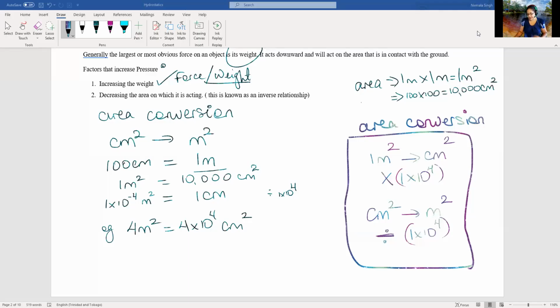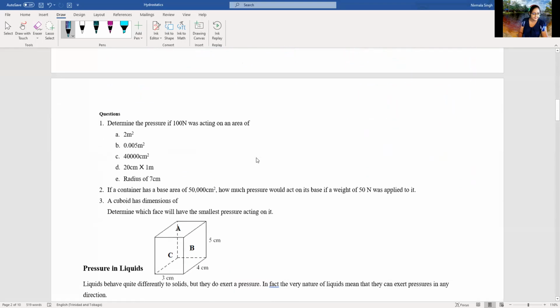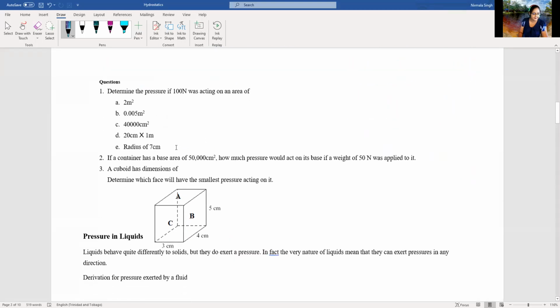So that's our area conversion. Please note, when we have to convert meter square to centimeter square, we just have to multiply by 10,000, and the inverse. If we have to go from centimeter square to meter square, we divide by 10,000. So knowing that, let's go on to the questions. We're going to give this a try.